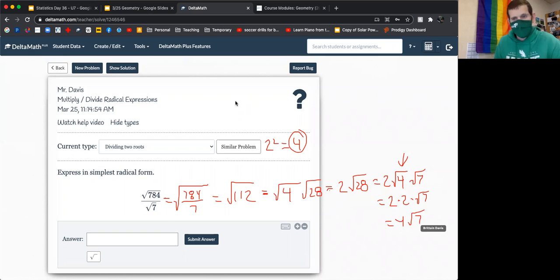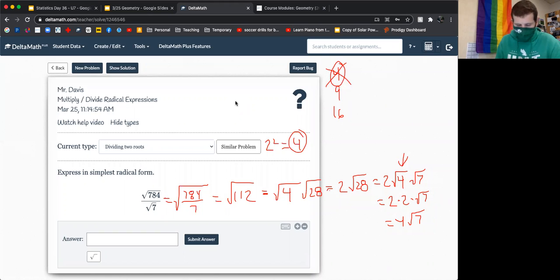And I'm pretty confident there's no perfect square factor of 7, and there's not. The only number that could work is 4, because my other perfect squares are all bigger than 7 anyway. So yeah, going from there. 4 is the only one that could have worked, but it doesn't. So 4 square root of 7.